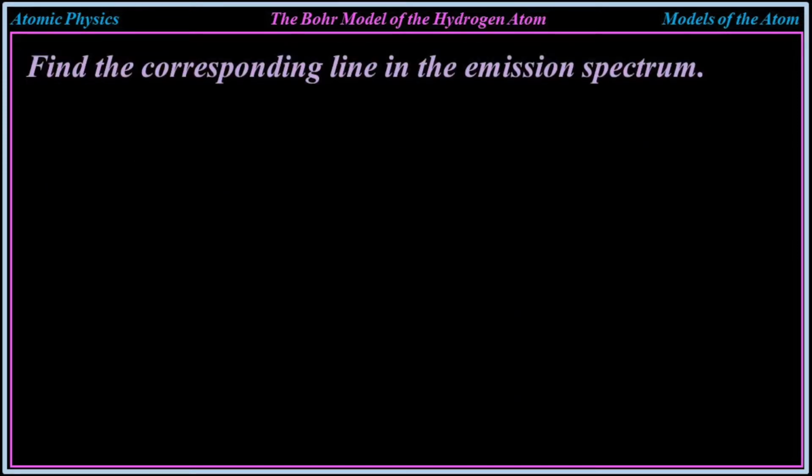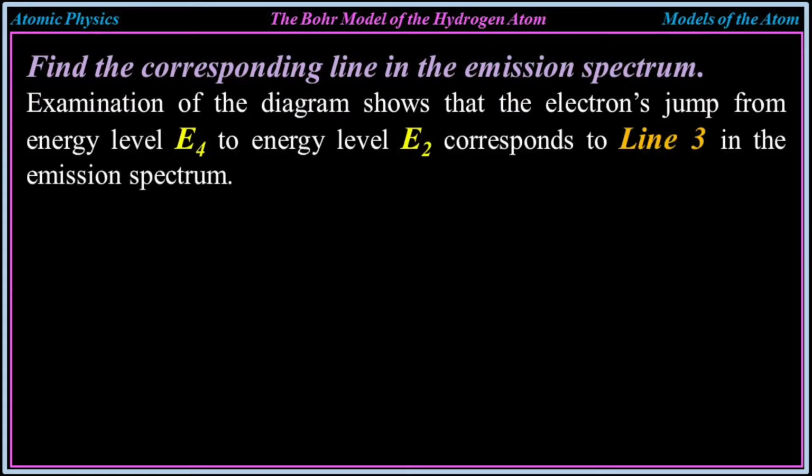Find the corresponding line in the emission spectrum. Examination of the diagram shows that the electrons jump from level E4 to level E2. This corresponds to line 3 in the emission spectrum. Line 3.